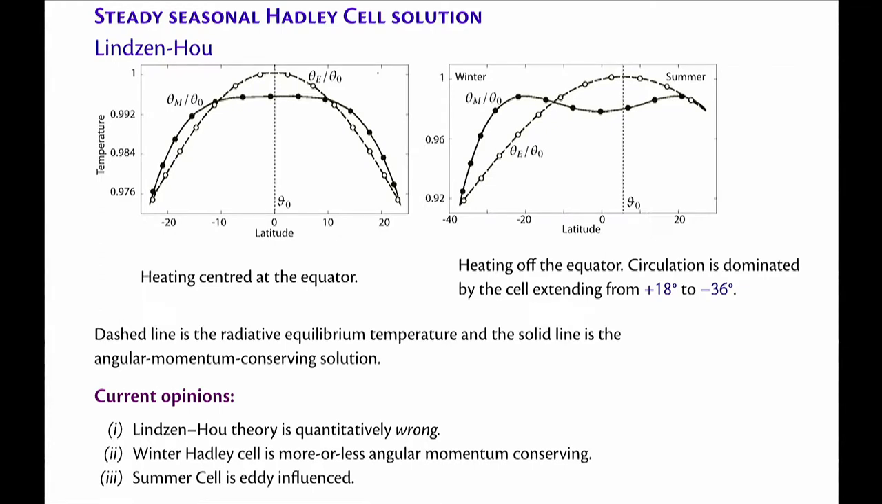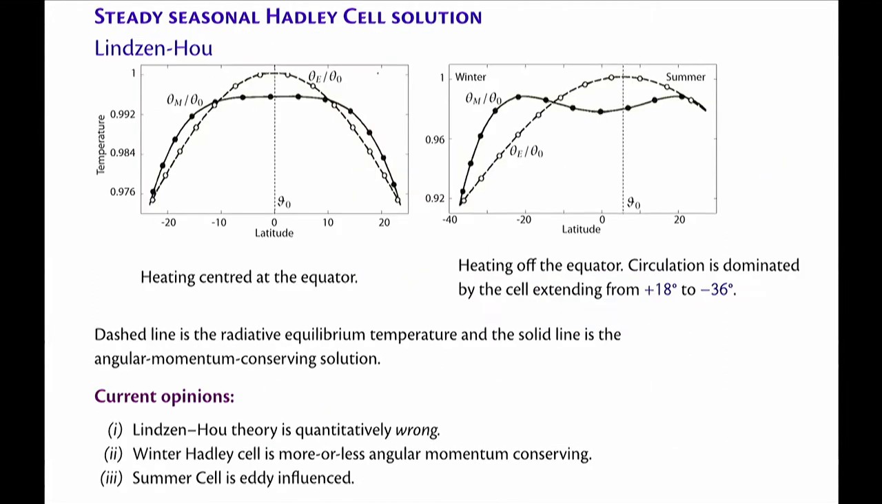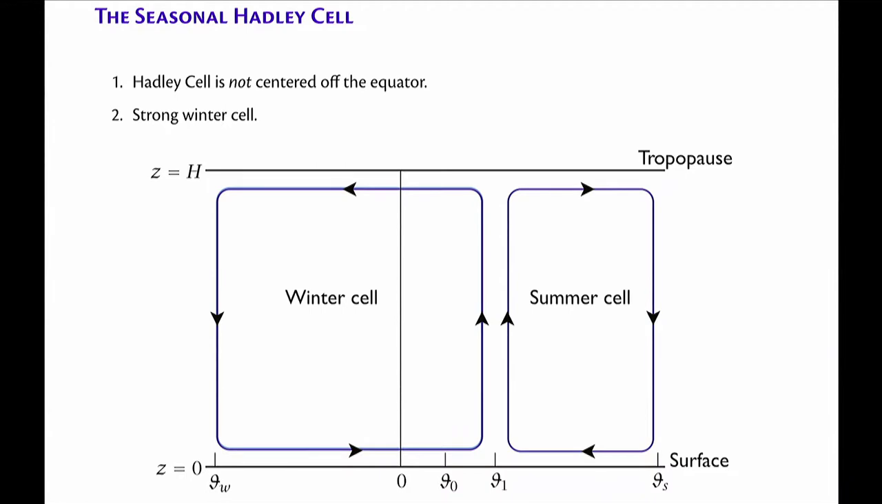But the winter Hadley cell is more or less angular momentum conserving. So you get this much stronger winter cell here and a weaker summer cell here. At least, some of the experiments which we've done in our group with Ruth Geen, who'll talk about it next week, tend to show that the winter cell is a little bit more angular momentum conserving and follows the theory of Lindzen and Hou, which is a variation of the Held and Hou theory. But the summer cell, which is this one, really doesn't behave in any shape or form like an angular momentum conserving cell.